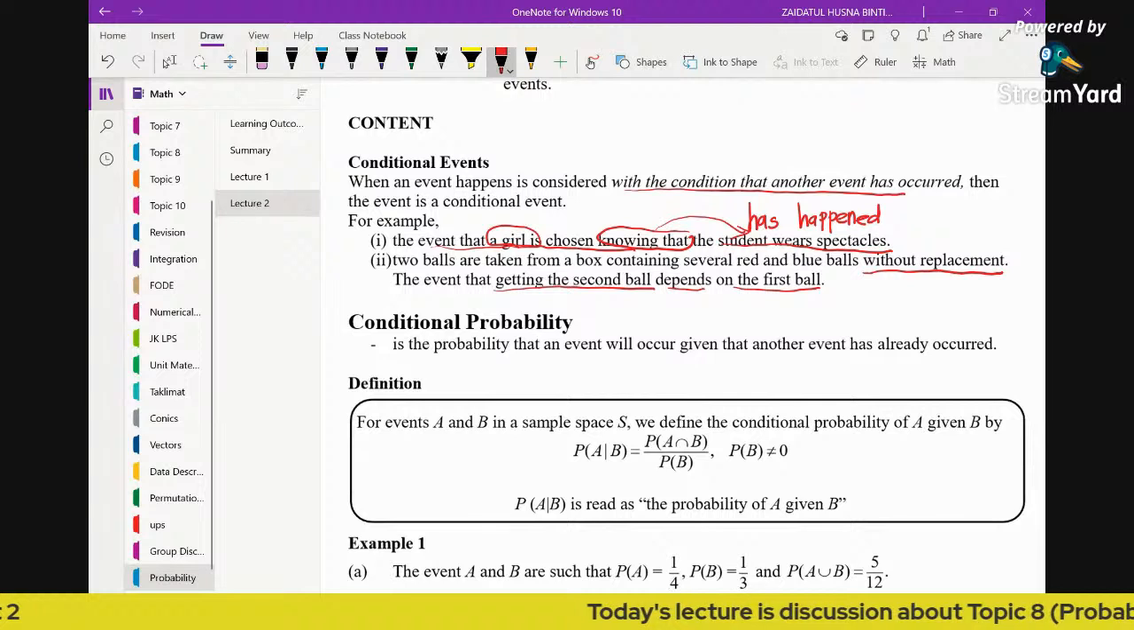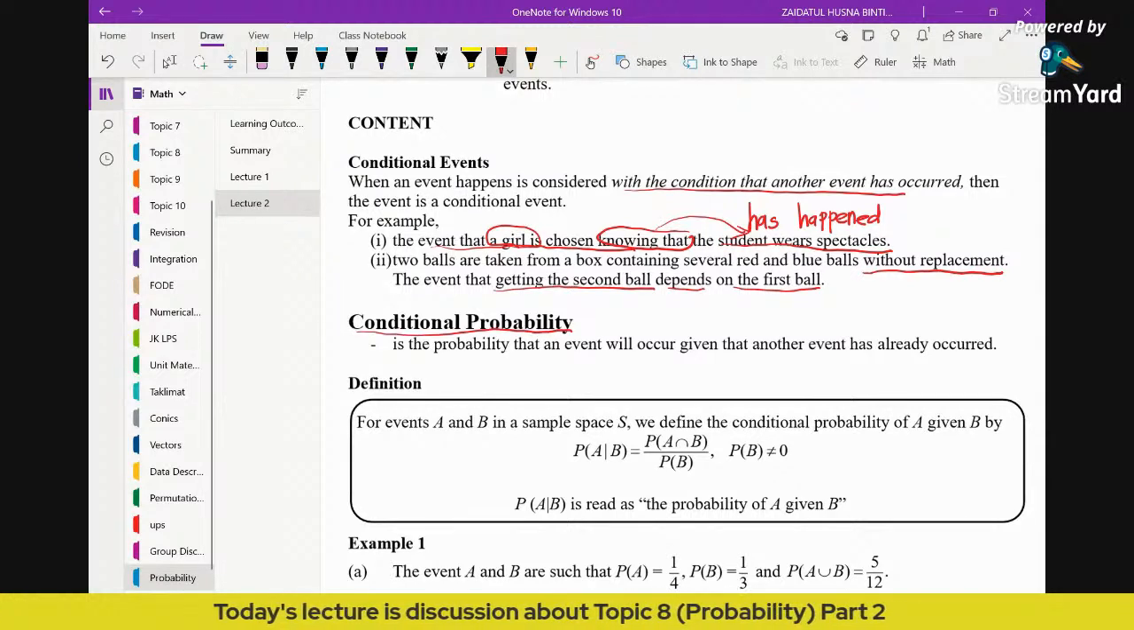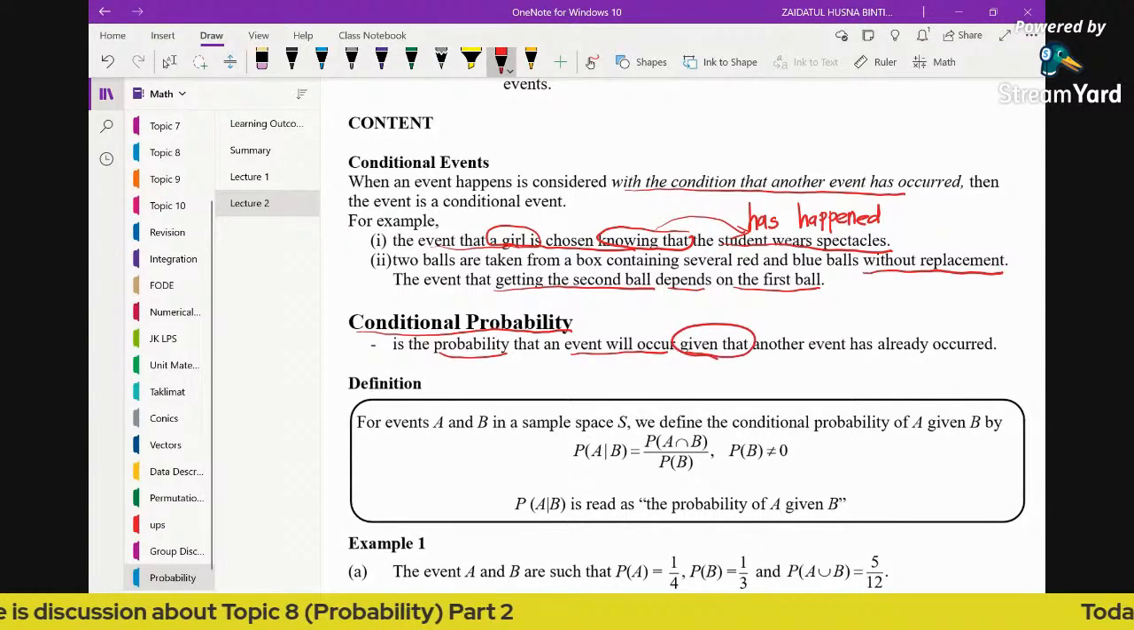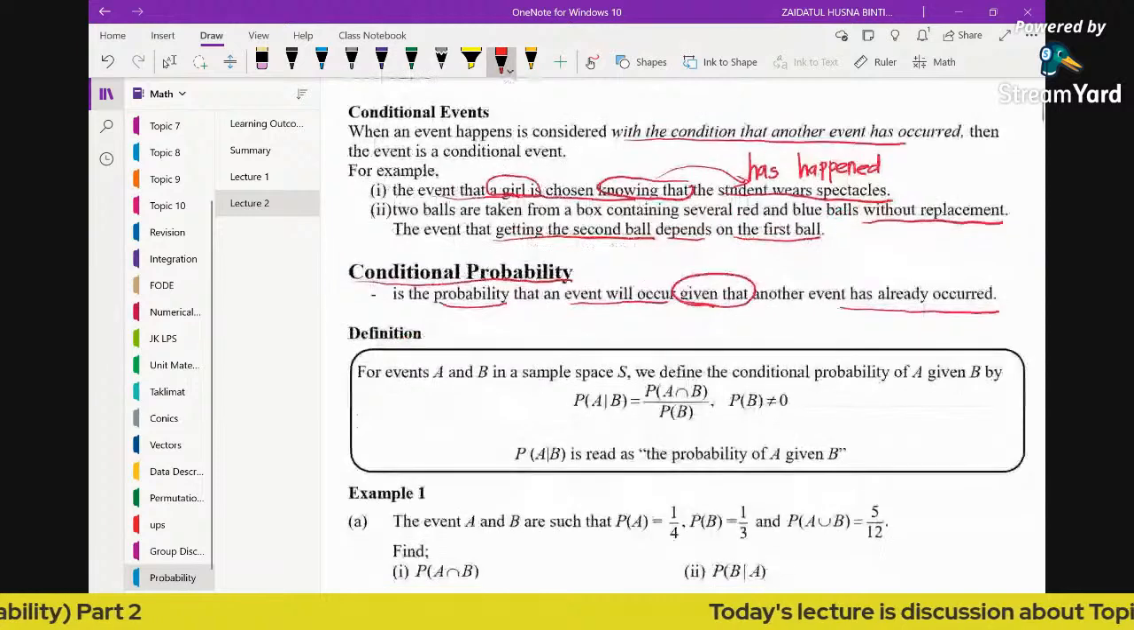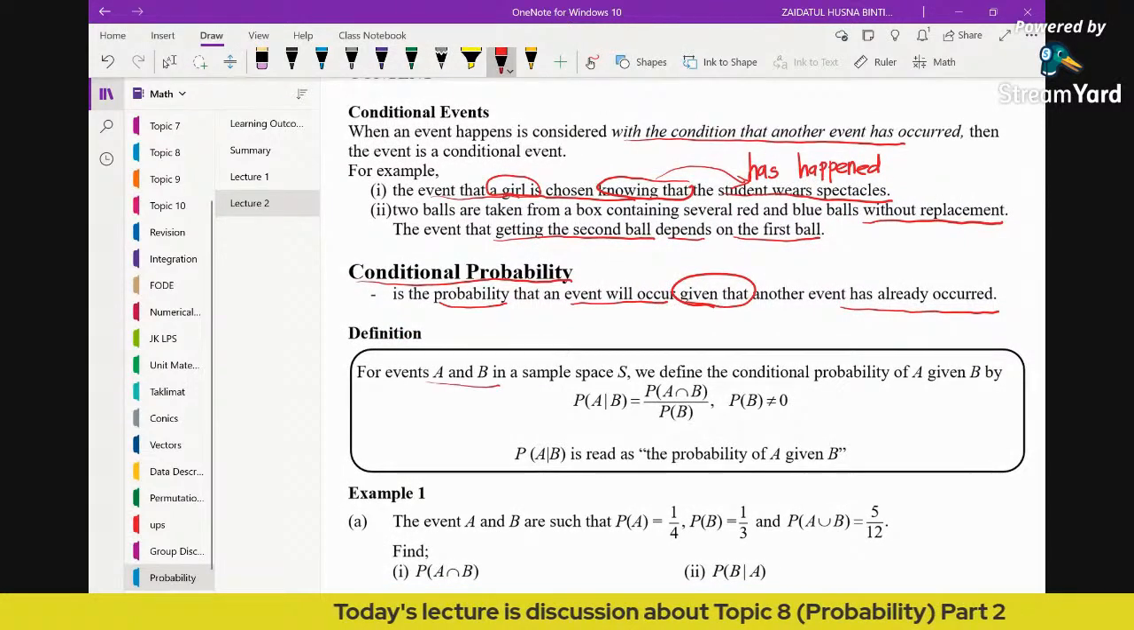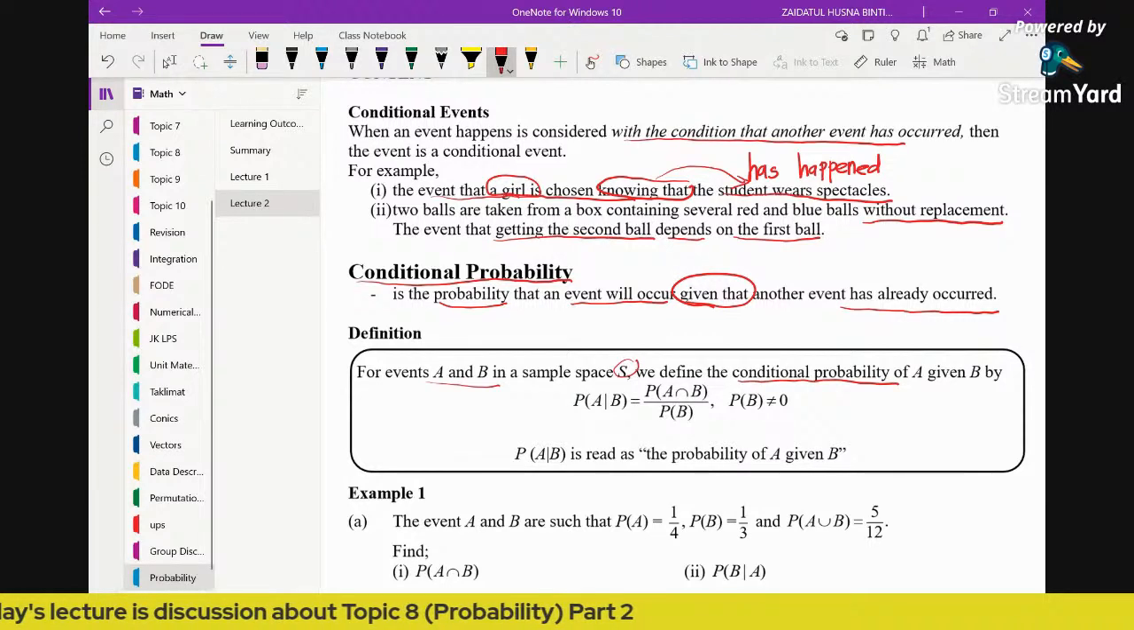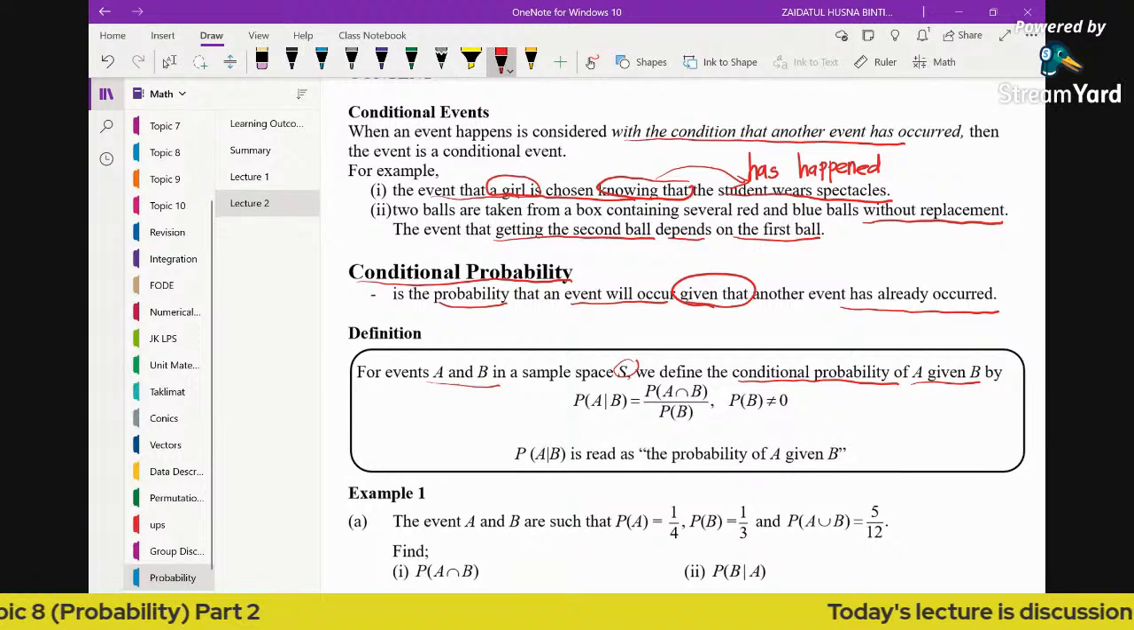And for this conditional probability, we do have a formula. Conditional probability is the probability that an event will occur given that another event has already occurred. So, the definition: if we have two events, A and B, in a sample space, we define the conditional probability of A given B by this. This is the formula that you need to pay attention to.